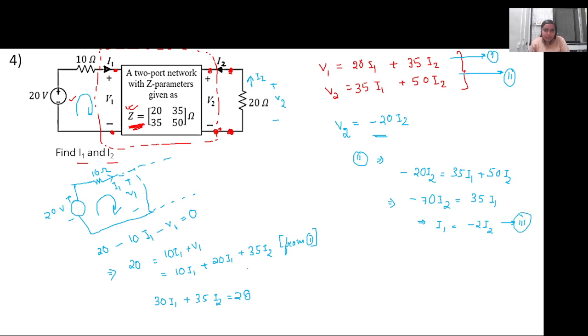Now if I put this condition in this particular equation, from equation 3, 30 into minus 2 I2 plus 35 I2 will be equal to 20. So what do we get? 30 into 2 is minus 60 I2, minus 60 plus 35 into I2 is equal to 20. So I2 will be equal to 20 by minus 25.